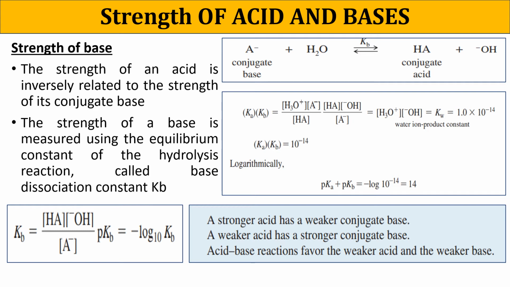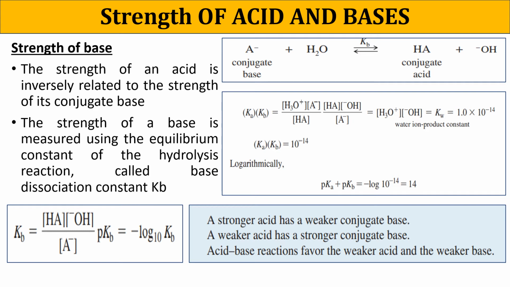The negative logarithm base 10 of Kb is defined as pKb. When we multiply Ka by Kb, we can see how the acidity of an acid is related to the basicity of the conjugate base. In an aqueous solution, the product of Ka and Kb must always equal the ion product constant of water, which is Kw equals 10 to the power minus 14.